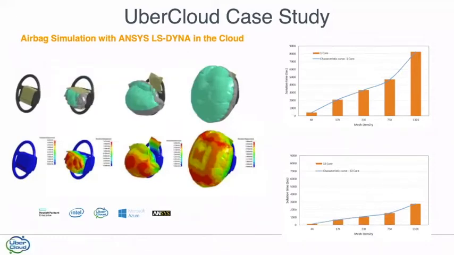And so you can see on the charts here that the team did studies on different mesh densities, and they were able to complete the simulation, which accurately predicts the results for 132,000 elements, in less than an hour.